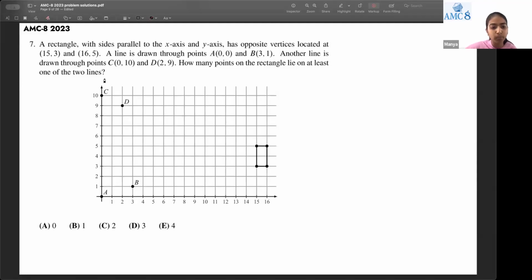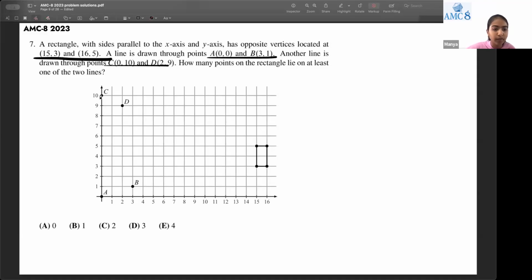So we have a coordinate grid right here, and they also gave us some points for this. So here, they told us that 15,3 and 16,5. 15,3 is here, and 16,5 is right here. And once again, this is 0, 0, this is 3, 1. They told us it's right here. And C is 0, 10, and D is 2, 9. So we have these points right here. And so how many points of the rectangle lie on at least one of these two lines?